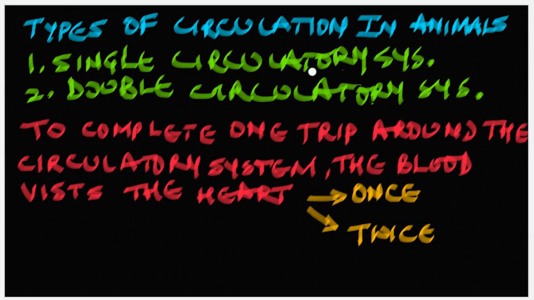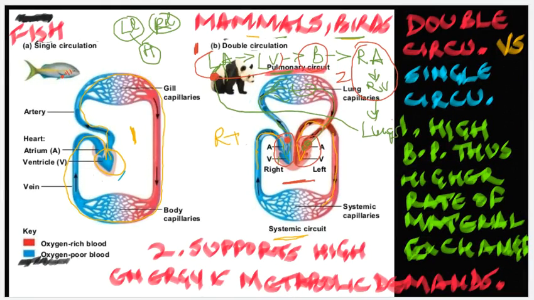Let us look at a single circulatory system. To complete one trip around the circulatory system, the blood visits the heart once. The blood visits the heart once in case of single circulatory system. In double circulatory system, to complete one trip around the circulatory system, the blood visits the heart twice. Right? Twice. You can start the journey from anywhere.